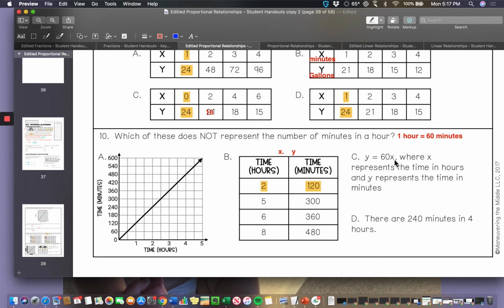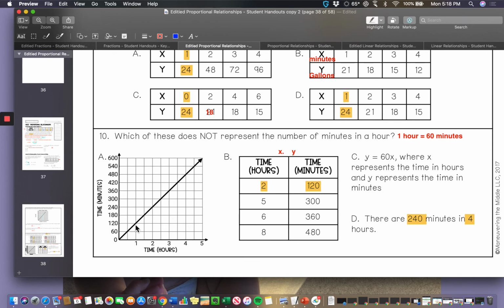I can already see here that there's a 60. And again, for part D, there's 240 divided by 4. Alexa, what's 240 divided by 4? 240 divided by 4 is 60. Alexa, let's look at part B. Oh, Alexa, turn off. Look at part B. Y divided by X. Alexa, what's 120 divided by 2? 120 divided by 2 is 60. Okay.